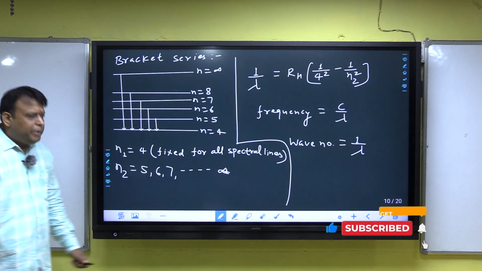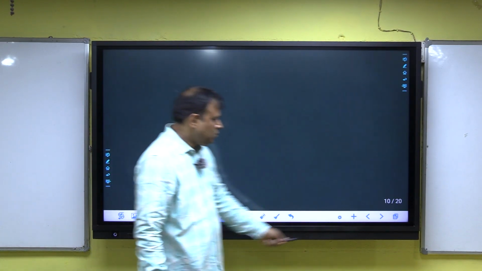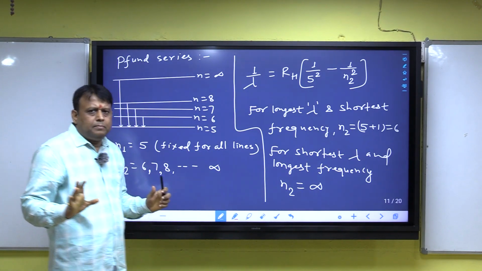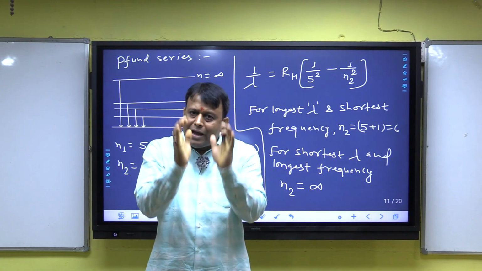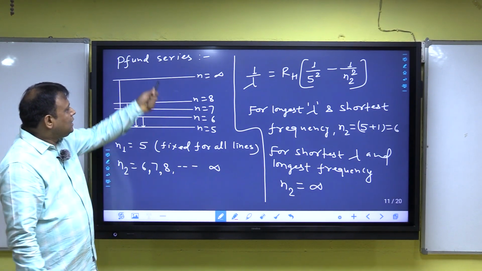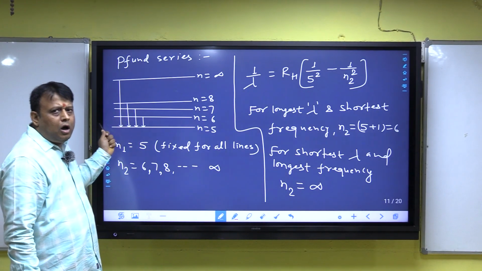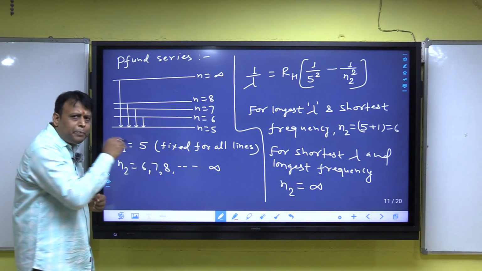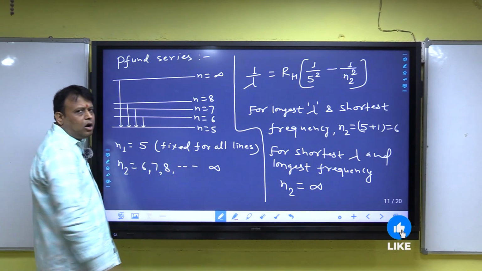Now I will discuss the fifth series, named Pfund series. Same term: when an electron falls from some higher orbit to the fifth orbit, that means infinite to fifth, 8 to fifth, 7 to fifth, 6 to fifth, all are called Pfund. And for the Pfund series, n1 is always fixed at 5. N2 is equal to 6, 7, 8, dot, dot, infinite.